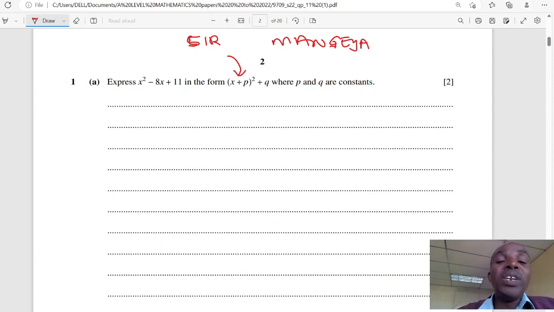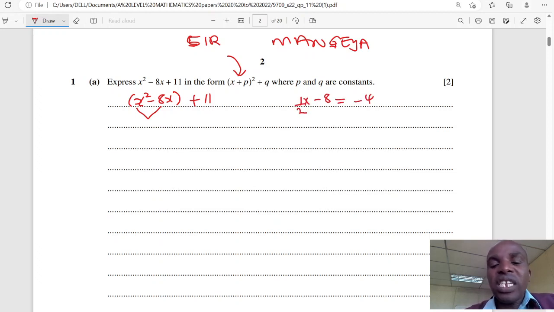You have just to complete the square, right? Complete the square of this part. What you do is you take this part, x squared minus 8x, as separate from plus 11. Then this is the part that you have to deal with, right? There is the coefficient of x, which is negative 8. So you say half of this coefficient of x will give you minus 4, right?